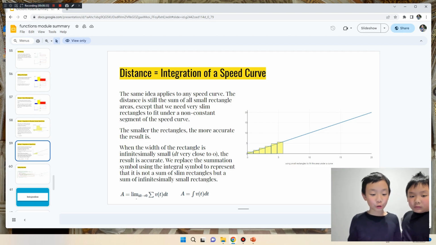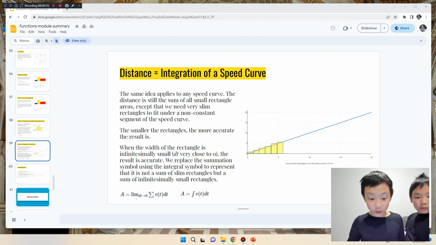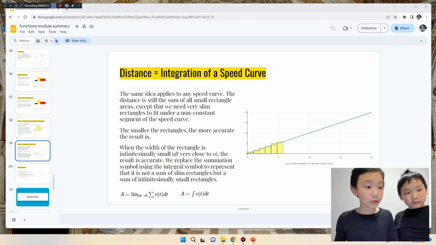But that's too long and mathematicians don't want to write that. So the shorter way is a equal to integral. Integral is just the shorter way. It's just a symbol of limit dt goes to 0. Integral phi of t times dt. So that's just the shorter way of writing this.